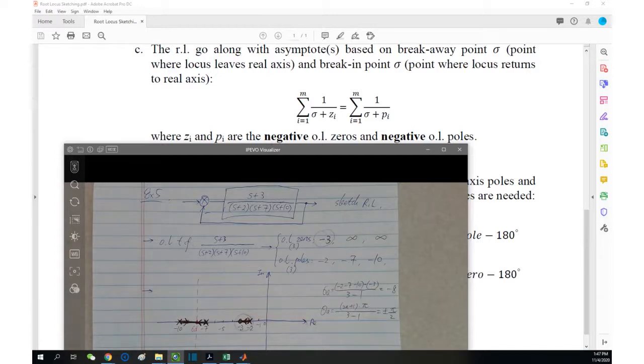Yep, I'm seeing correct answers from both Kevin and Sawyer. So we can see the equation here. Once again, we have a bunch of reciprocals. So here is 1 over sigma minus 2, plus 1 over sigma minus 7, plus 1 over sigma minus 10, equals 1 over sigma minus 3 plus 0 plus 0.